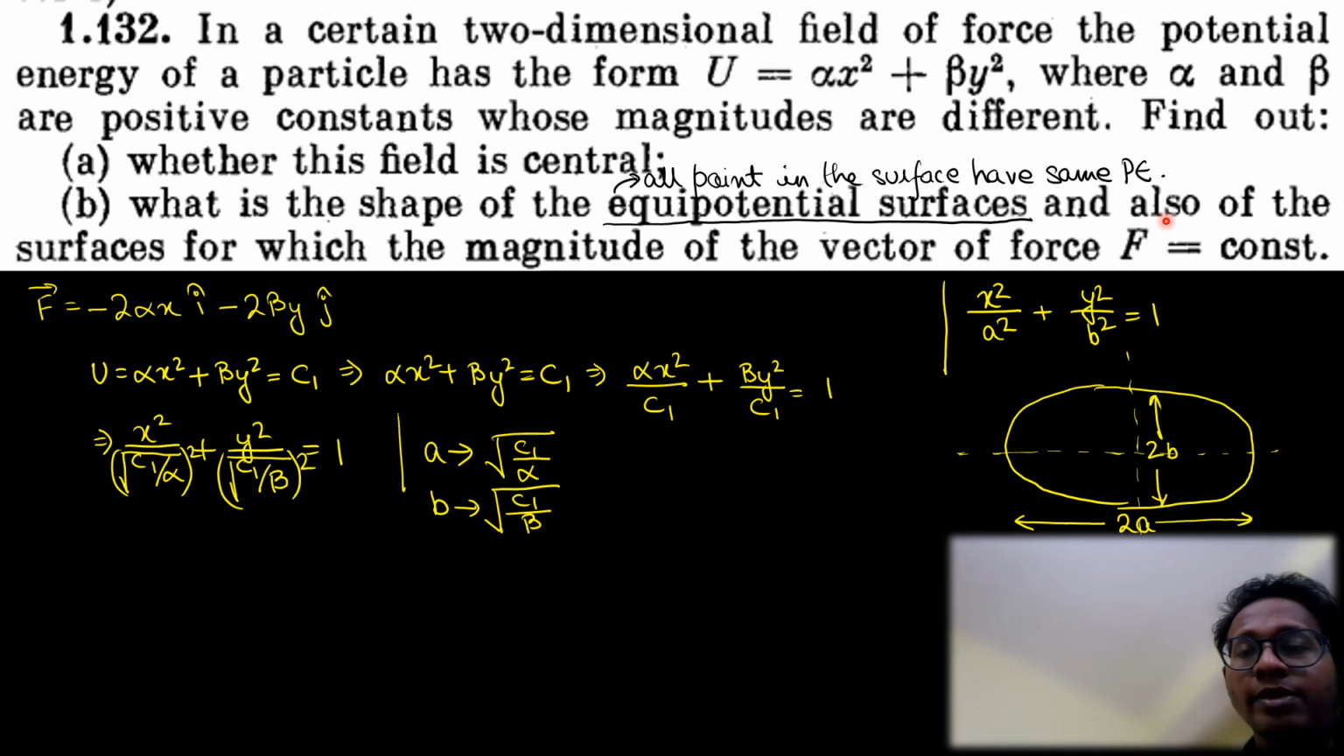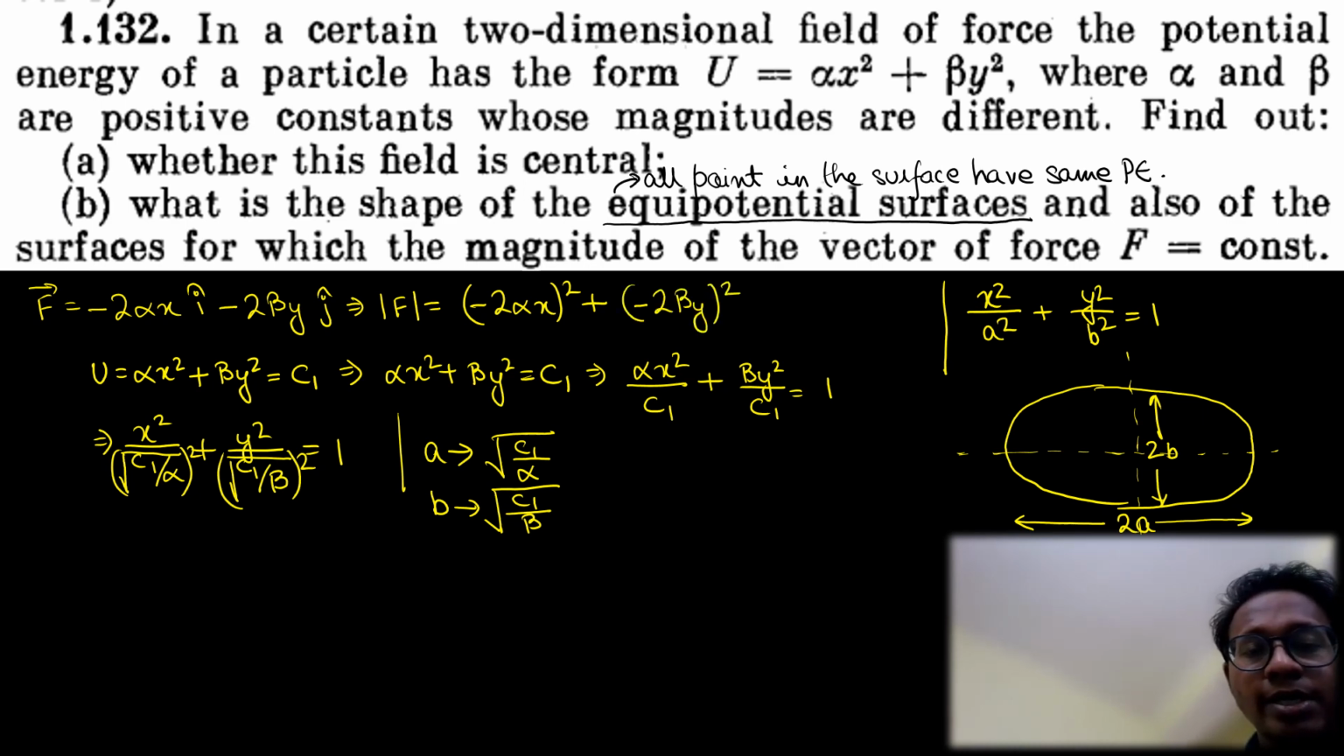The second part of the question is also to find the surface for which the magnitude of the force vector is constant. What is the magnitude of force? The magnitude of force is nothing but the square root of (minus 2 alpha x) whole square plus (minus 2 beta y) whole square. This is the magnitude of force. Now the question is asking that this magnitude of force is constant. Find the equation of a surface in which, throughout all the points in the surface, the magnitude of force remains constant.